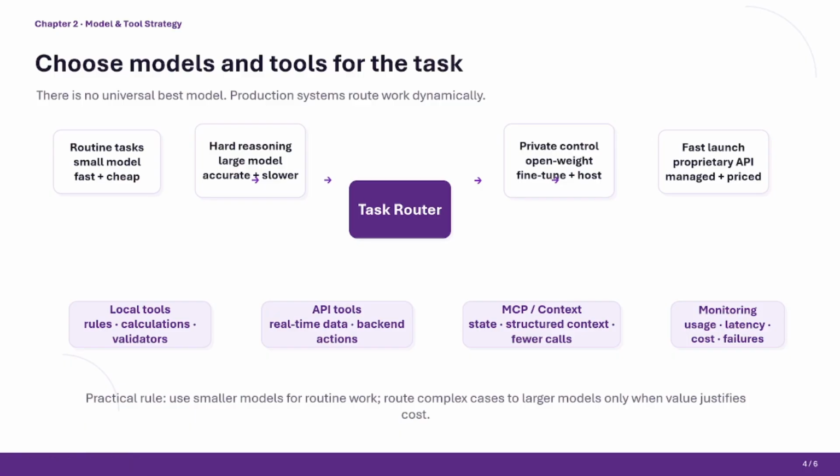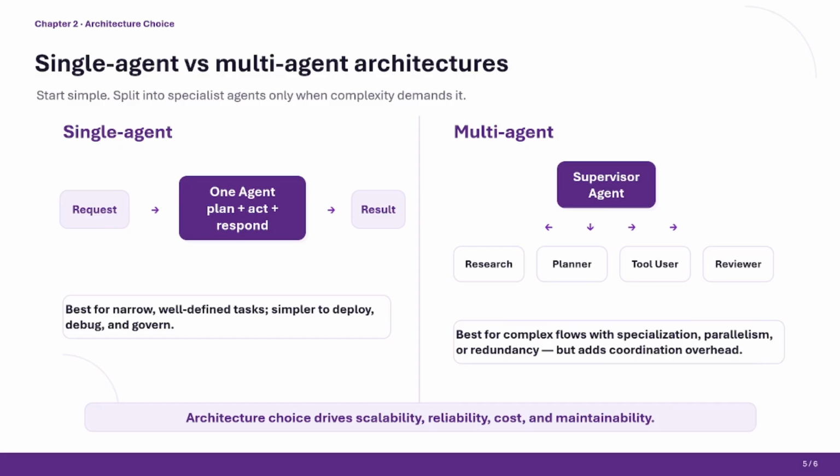So practical rule: use a smaller model for routine work and route complex cases to a larger model only when value justifies it. So for cost optimization, use a smaller agent for normal tasks. For example, in Claude we have the Haiku, we have the Sonnet, and we have the Opus. So if you have an everyday task that Claude Sonnet can do, why do you need to use Opus that will cost you more money?